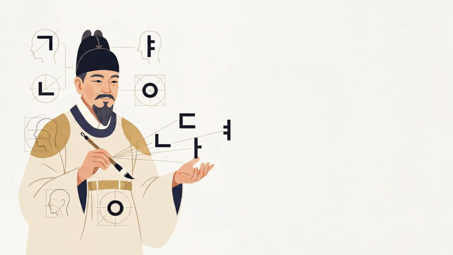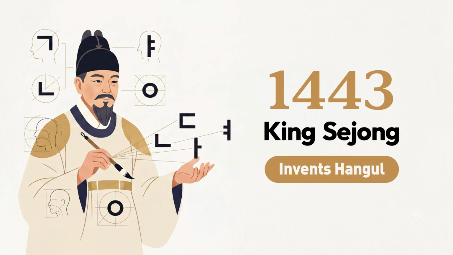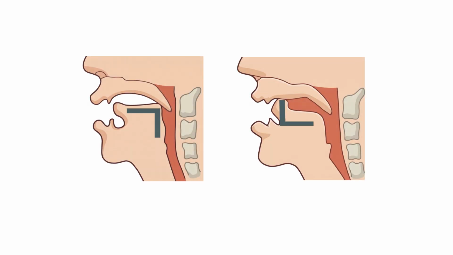Now let me tell you something that most textbooks don't mention. Hangul was not discovered, it was invented. It was designed from scratch by King Sejong in 1443. It was created so that anyone could learn it easily. The shapes of the consonants were not made at random. They were modeled after the shapes of the mouth and tongue when making each sound.